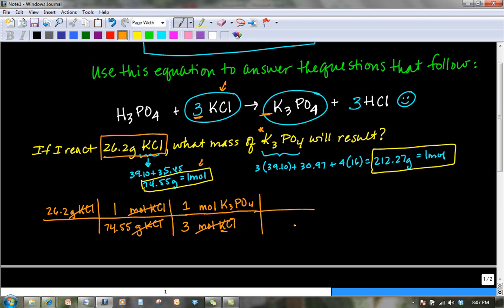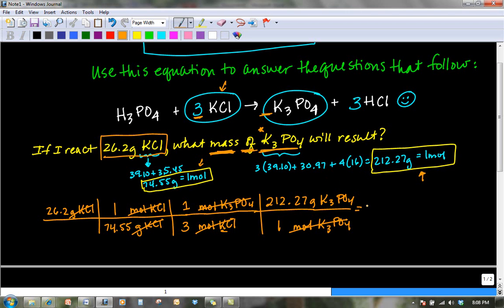So I'm going to denote my unit again, because I don't want moles of potassium phosphate. I want grams. What mass will result? I want grams of potassium phosphate. So I need to change moles of potassium phosphate to grams. Well, just from my calculation that I made over here, I know that 1 mole of potassium phosphate is equal to 212.27 grams of potassium phosphate. The moles of potassium phosphate go away, and I am now left with what it was that I was actually looking for, the mass of potassium phosphate.